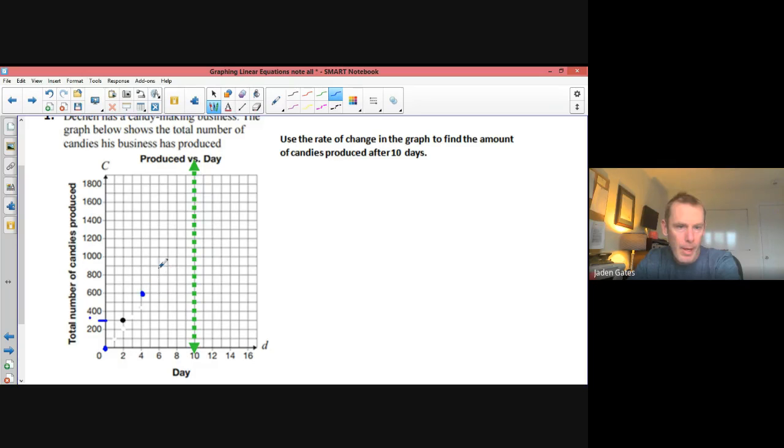Right 2, up 3. All right, still not to my green line yet. Right 2, up 3. There we go. And then right 2, up 1, 2, 3. And lo and behold, now I've hit my green line. And if I just go across here, I can see how many candies would be right at this spot, which is 1,500. So again, the key here is I'm following the pattern of what has happened, the slope of the line, to find out how many candies are produced after 10 days.